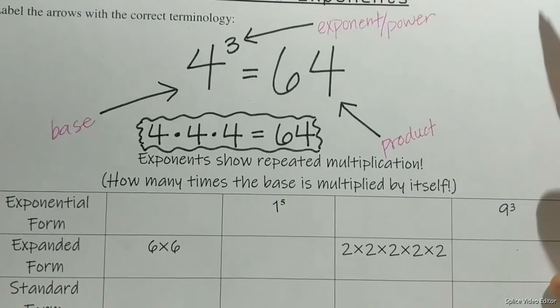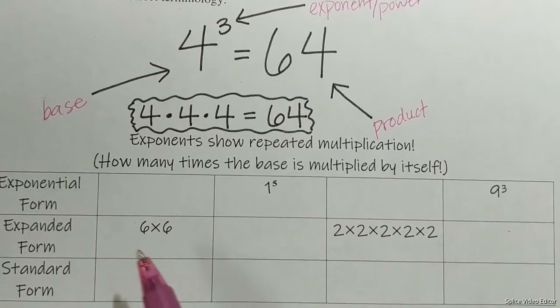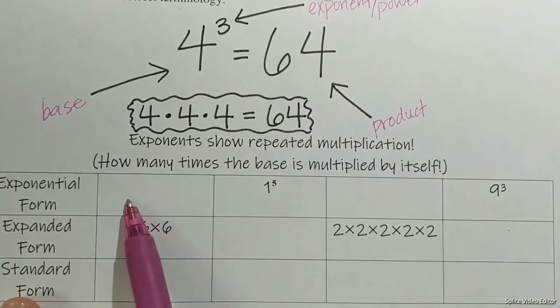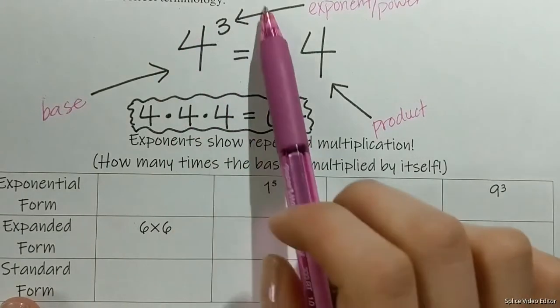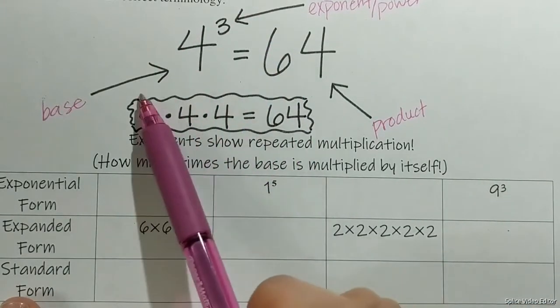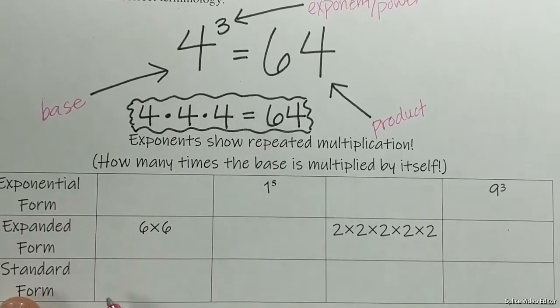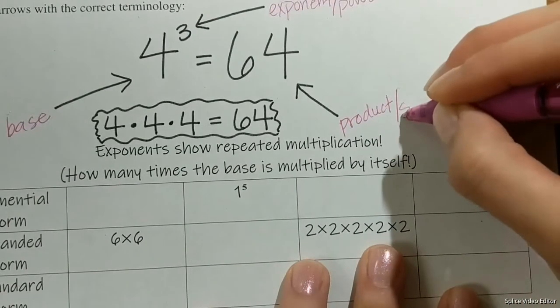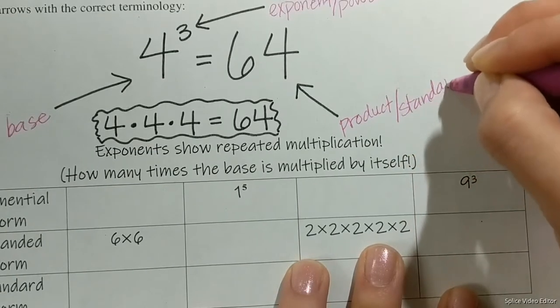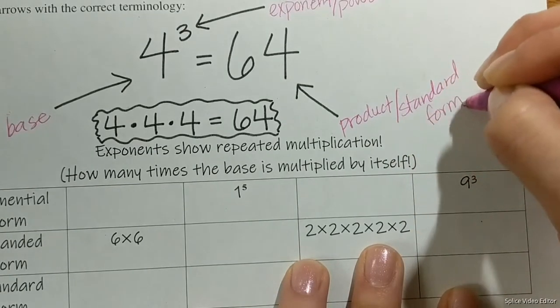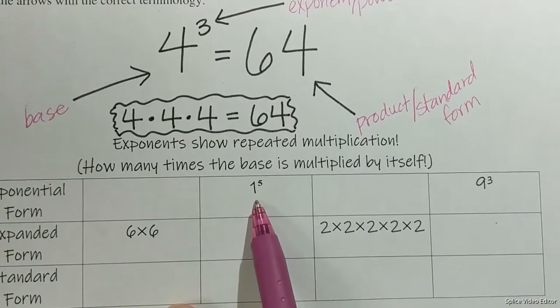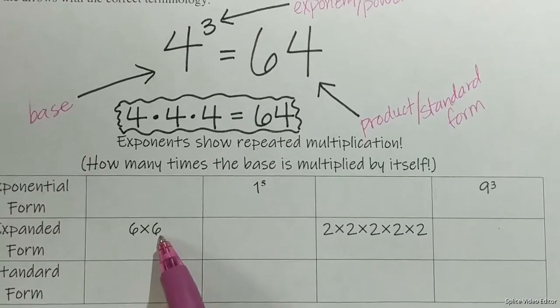So let's move on down to this here. So here we're going to have exponential form. So that's this form here. Expanded form, which is like this here. And then standard form, which is your answer. So we can also say standard form. All right. So here we have 1 to the 5th power, let's start over here actually.